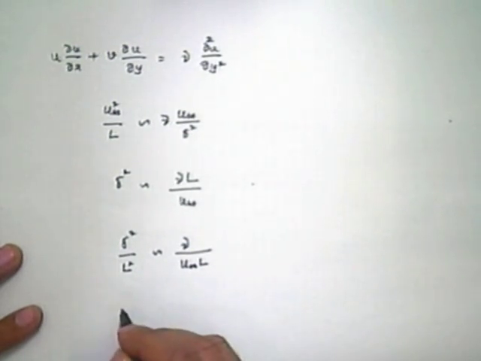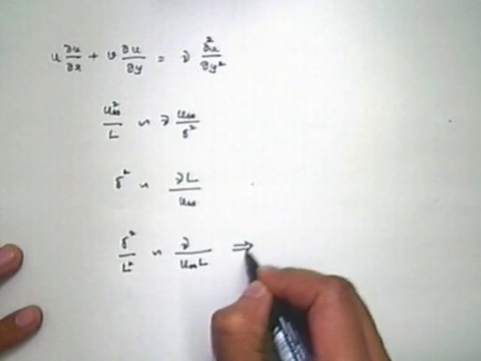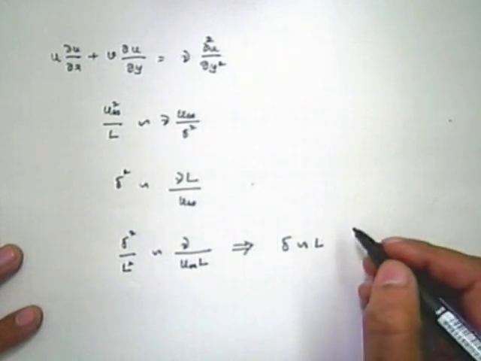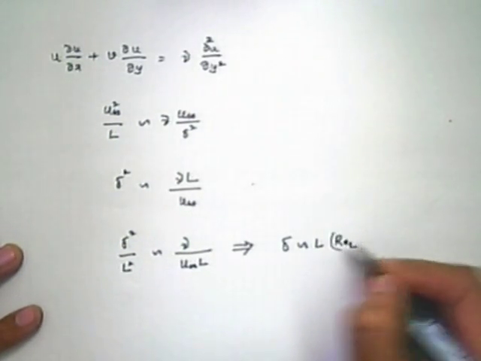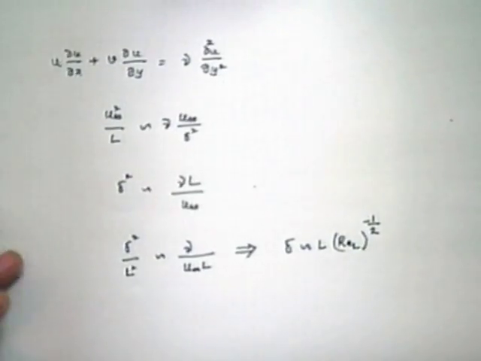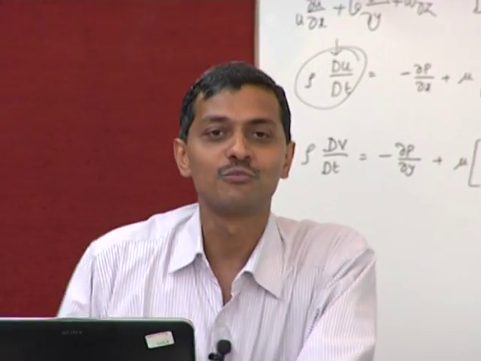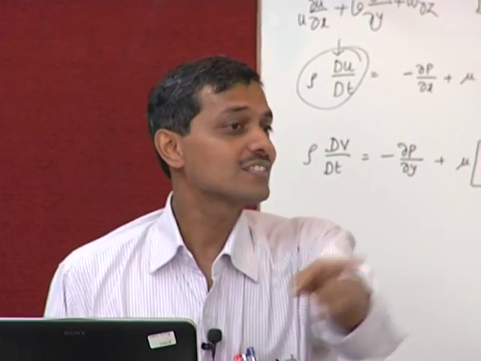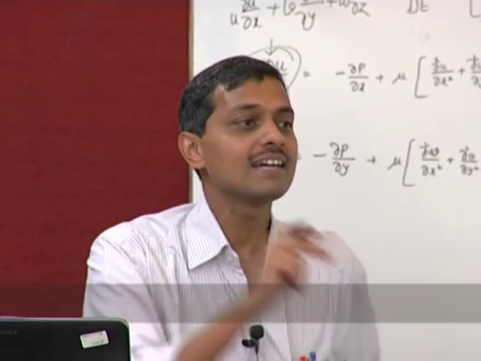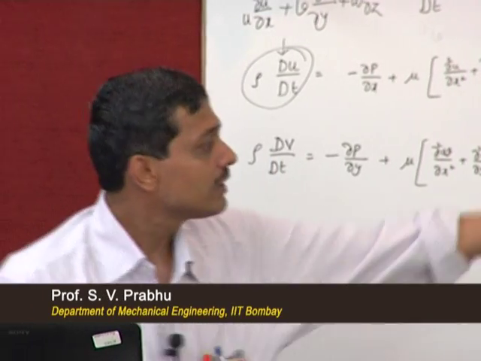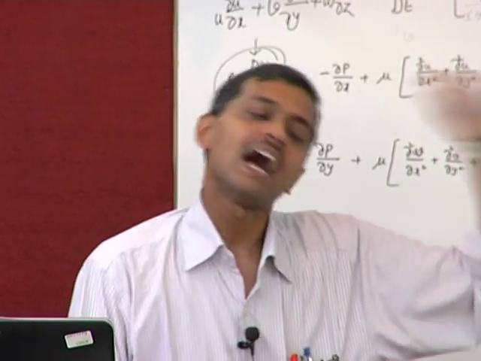What do I get now? This implies delta by L is of the order of Re_L to the power of minus 1 by 2, where u infinity L by nu is Re_L. So if you derive from the similarity solution, you are going to get a constant. Delta by x, you use this correlation left and right: delta by x equals some constant into Re_x to the power of minus half. You see, I have done no mathematics, but I have reached the solution. I can even reach up to CF.